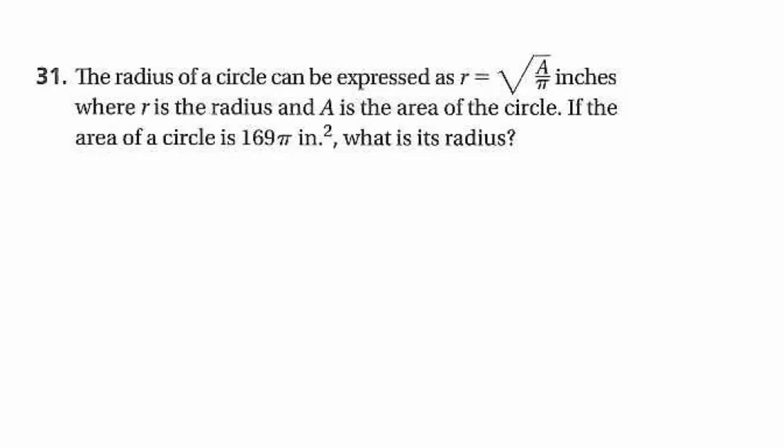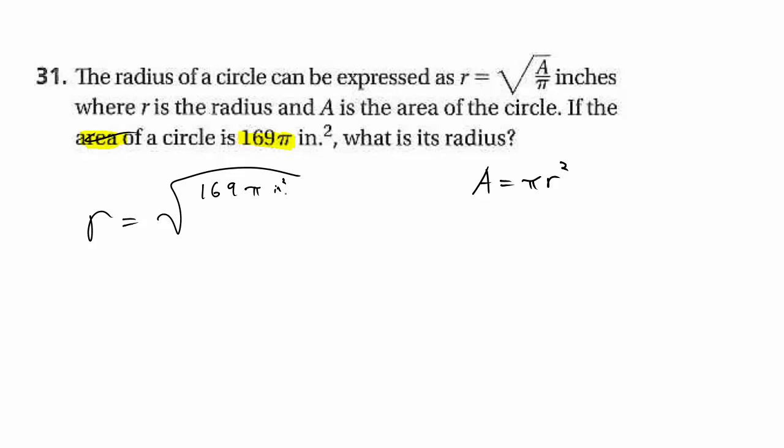For 31, we're given an equation that relates area to radius. And by the way, where this comes from is A equals pi r squared. If you solve for radius, you have to divide by pi and then square root both sides. But we're just asked to calculate the radius when given the area. So use this formula. So we got our radius is equal to the square root of, well, the area is given as 169 pi. You have to leave that pi in there, so 169 pi.